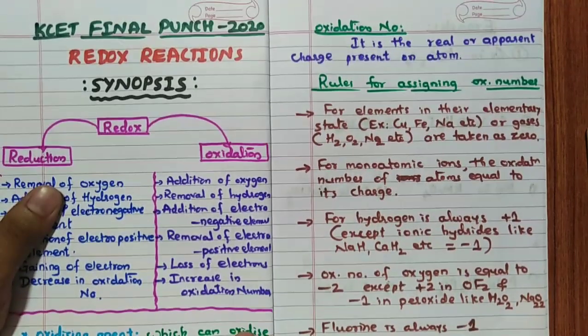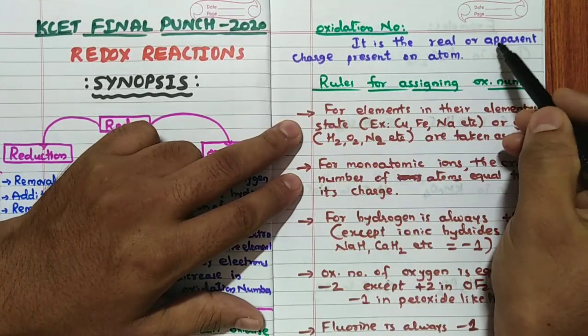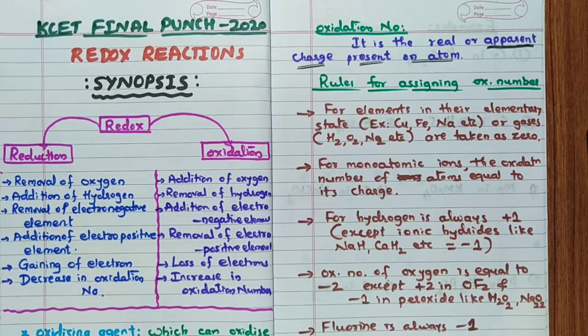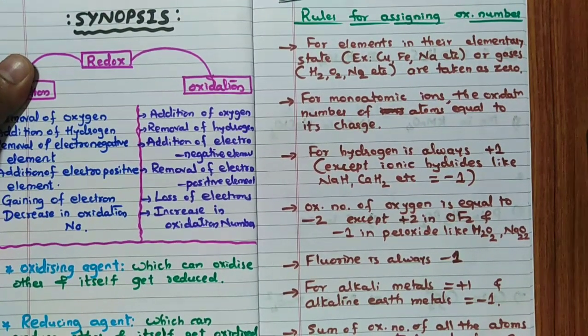That's all. Oxidation state or oxidation number is nothing but the real or apparent charge. Apparent means imaginary charge present in the atom. So there are some rules for assigning oxidation number. These many rules you have to perfect.